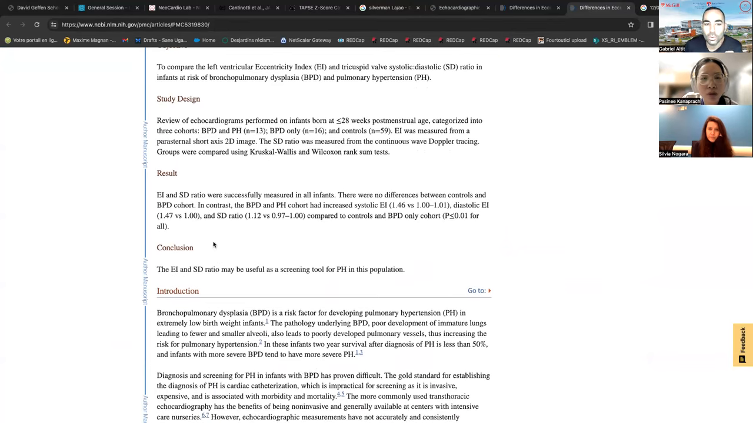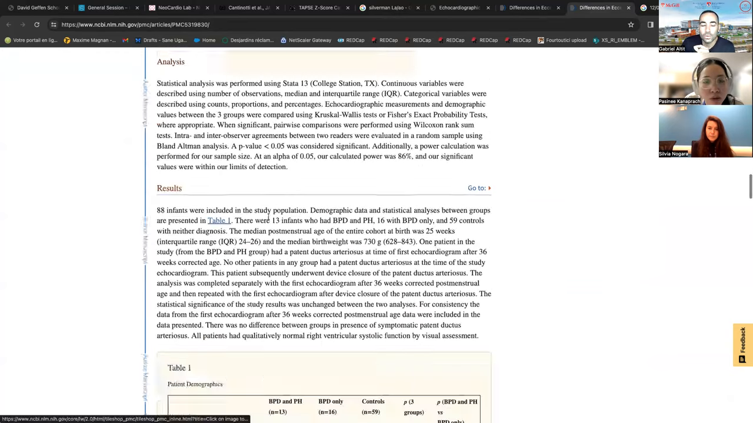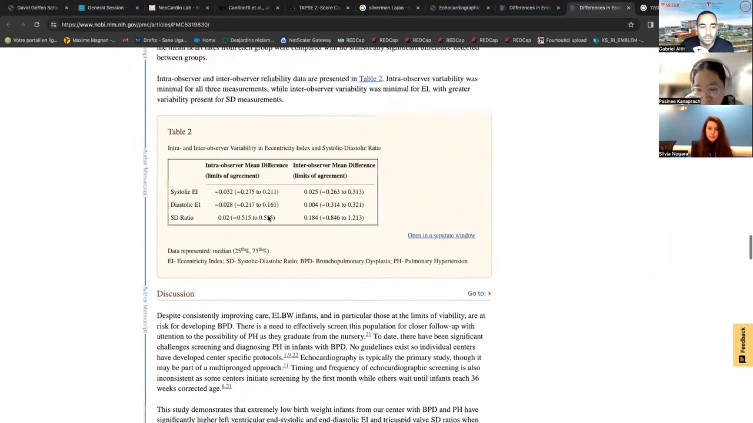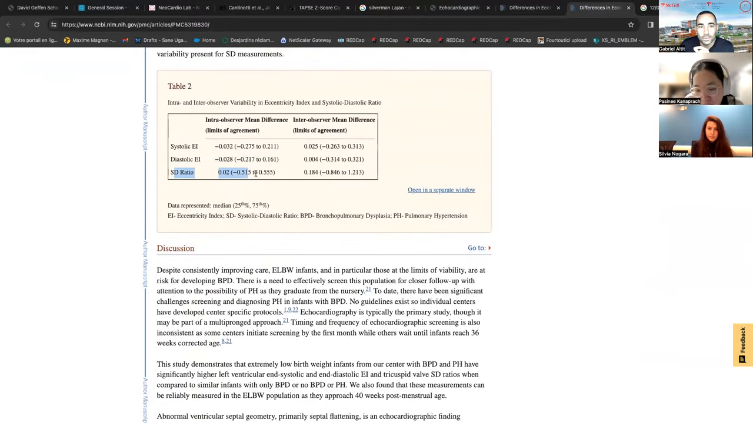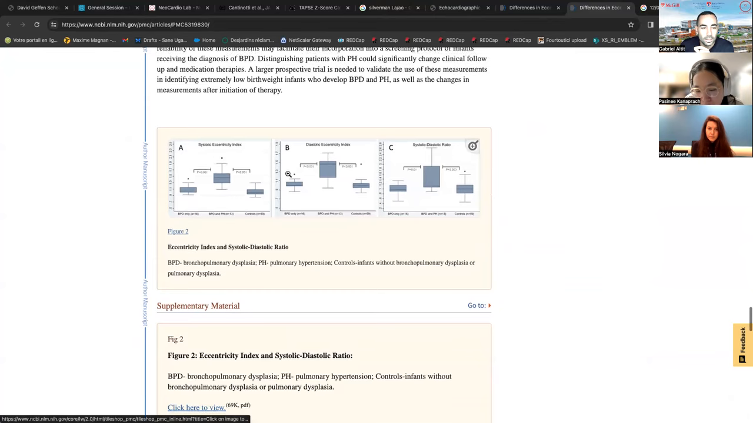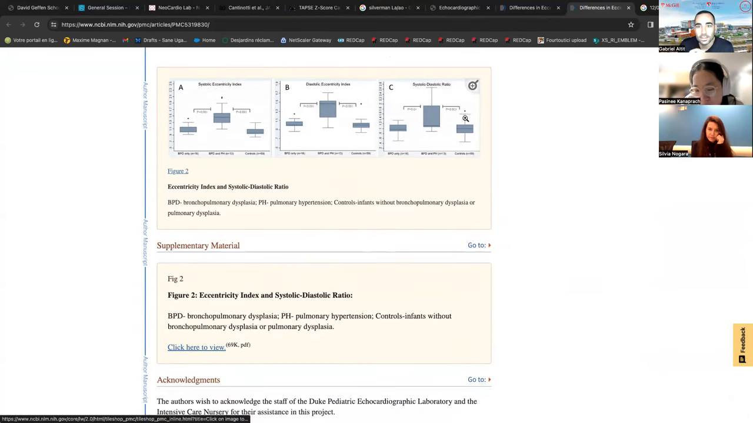What they show is that those with BPD and pulmonary hypertension had a higher systolic to diastolic time ratio compared to those without pulmonary hypertension. You could go back into their paper and see the SD ratio, they've put it here, systolic to diastolic time ratio. You can see this is BPD only, this is BPD with pulmonary hypertension, and this is the controls.